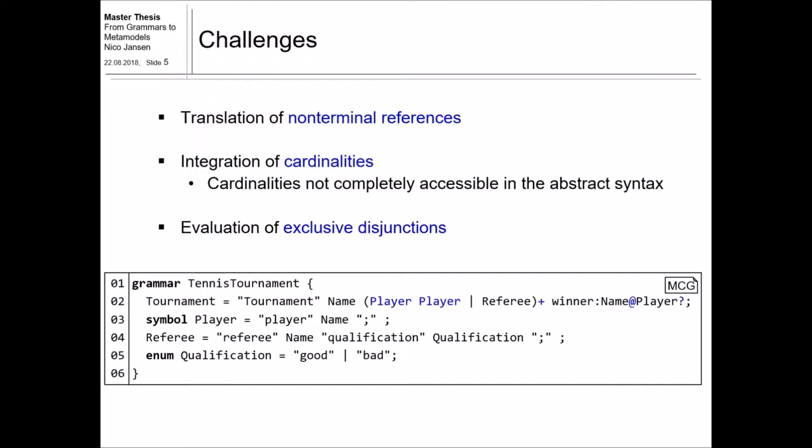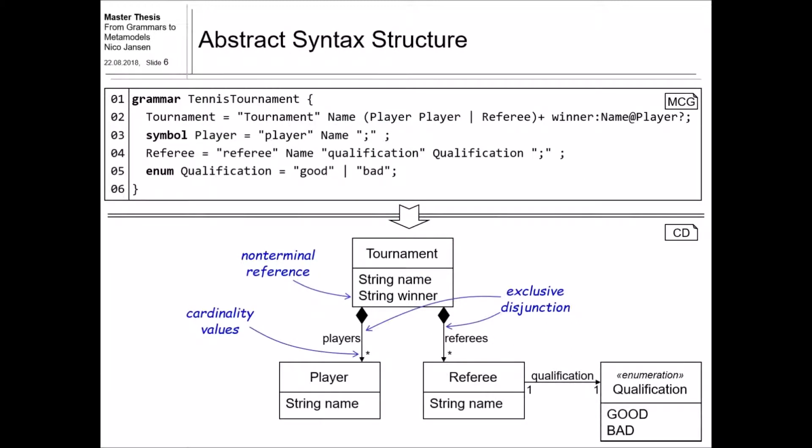A player has a name. A referee has also a name and additionally a qualification, which is an enumeration with the values good or bad. To indicate the problems for the grammar, we investigate the corresponding abstract syntax representation. The class tournament contains the string attributes name and winner, as well as the 2 compositions players and referees. Concerning non-terminal references, the class only contains the original string variable winner, but not the referent itself. So we lose the information that the corresponding value actually points at an existing player instance with matching name attribute.